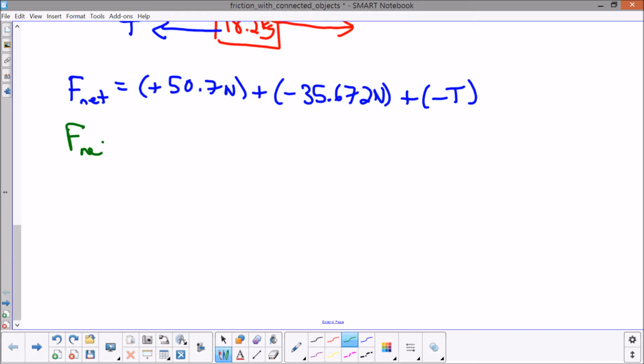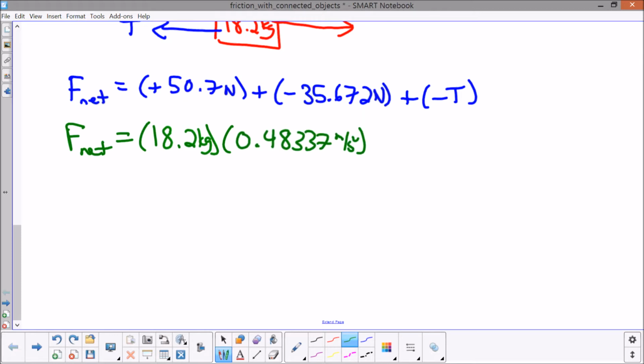and the net force acting on just that box is the mass of just that box, 18.2 kilograms, times the acceleration that we calculated before, which is 0.48337 meters per second squared. And so this net force that's acting on just this box is 8.7974 newtons.